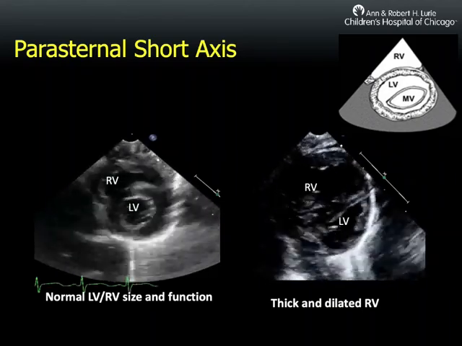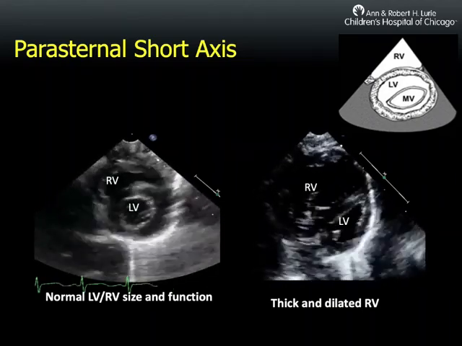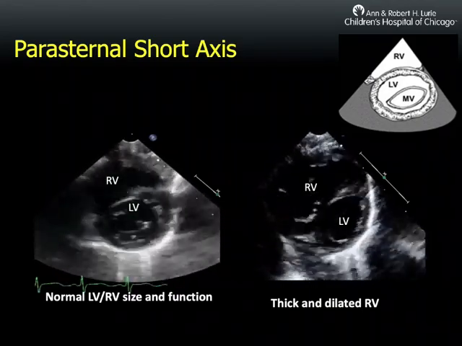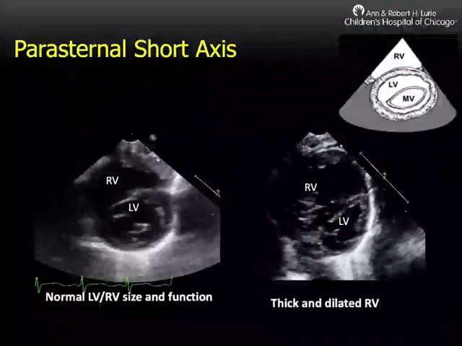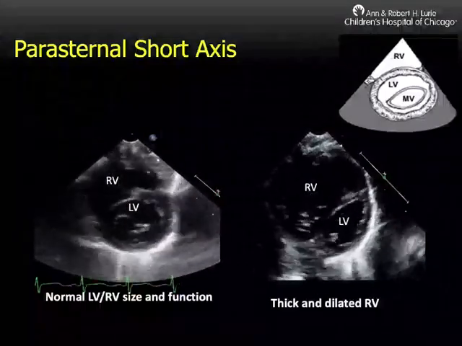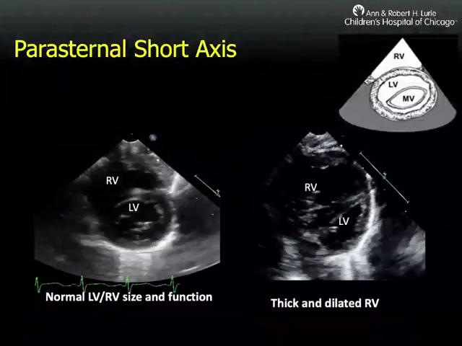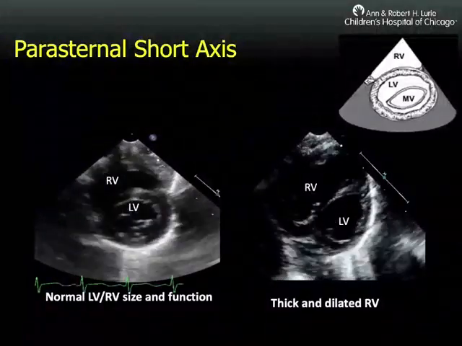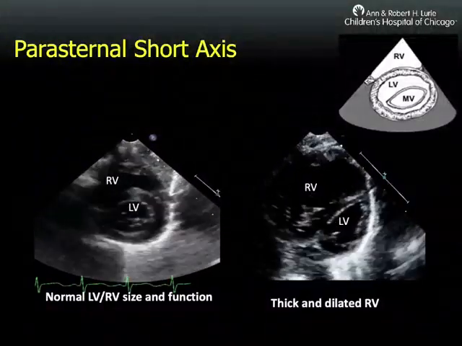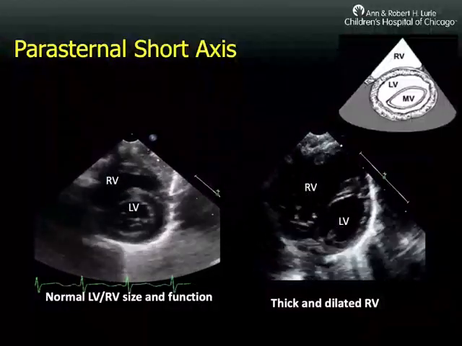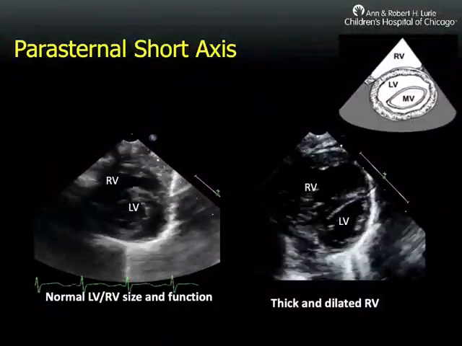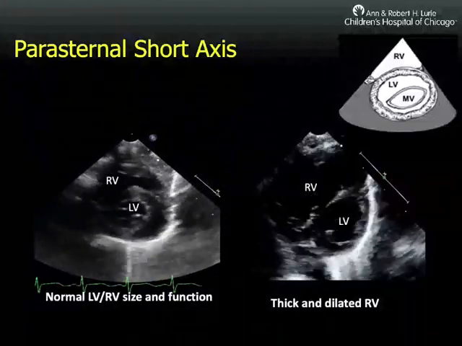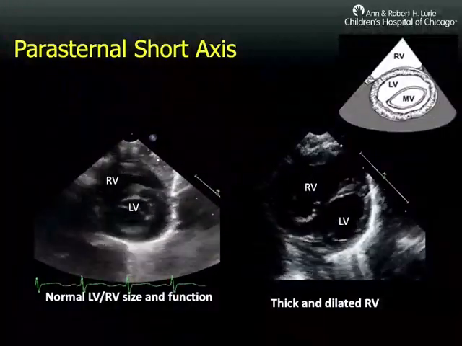In this case, we move to the parasternal short axis. And here you can see, again, another area where you're able to look at the left ventricle and right ventricle in terms of its size. In the typical fashion, you can see that the LV is nice and round, with the RV that's more anterior and sort of creates a crescent shape over the LV.